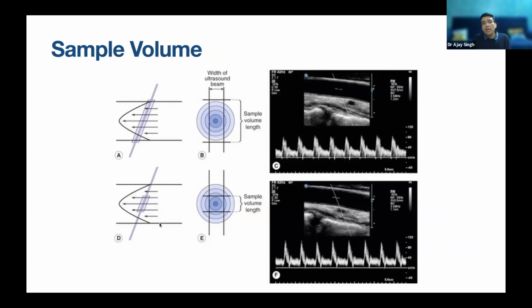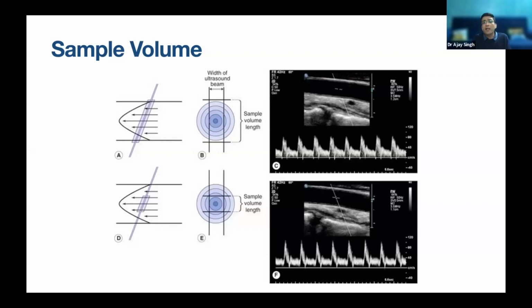While in case when we are evaluating for, say, stenosis, we try to keep these sample volumes small so that we can correctly pick up the peak systolic velocity or the acceleration time, and it is not affected by the other velocities, and there are fewer artifacts while doing this study.